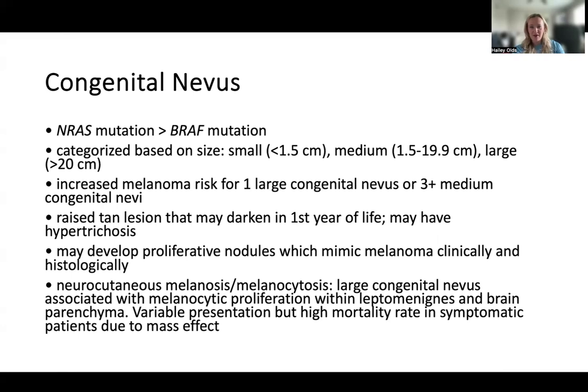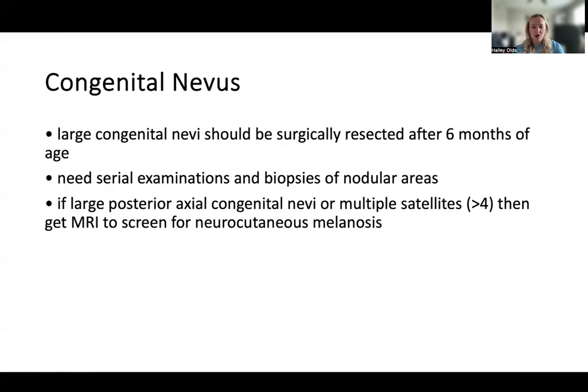So you have an increased risk for melanoma if you have one large congenital nevus or three or more medium-sized ones. And you can get proliferative nodules within congenital nevi that can mimic melanoma. And then you can also, associated with this, get melanosis of your meninges, which we'll talk about in a second. So if you have a large posterior axial congenital nevus or multiple satellite nevi, you should get an MRI to screen for neurocutaneous melanosis, to make sure you don't have it on the meninges. And then they need serial examinations and biopsies of any nodular areas.